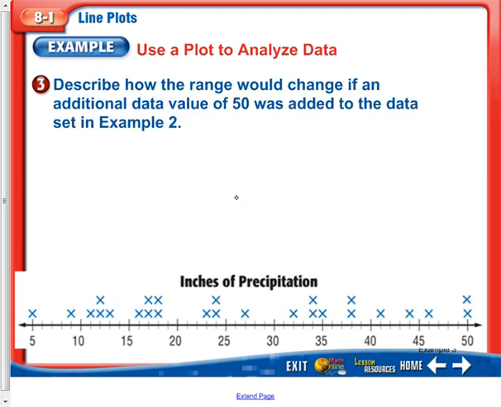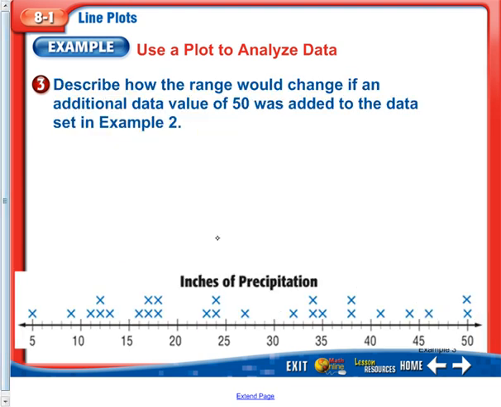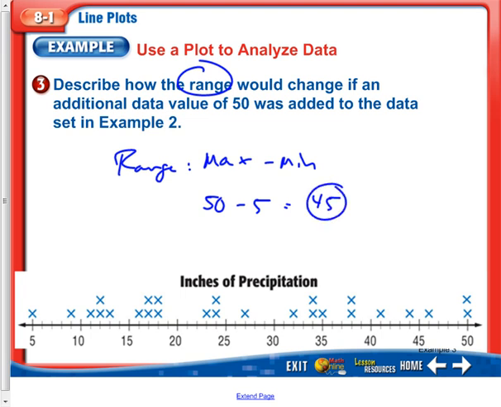So describe how the range would change if an additional data value of 50 was added to the data. So if we look back here, we only have one 50. Now the data is the exact same except for now we have two 50s. Does that do anything to the range? Well, think about range. Range is maximum minus minimum. Is adding another 50 going to do anything, or are we still going to have 50 minus 5, which equals 45? Adding another maximum, as long as it's the same number, does nothing to the range.